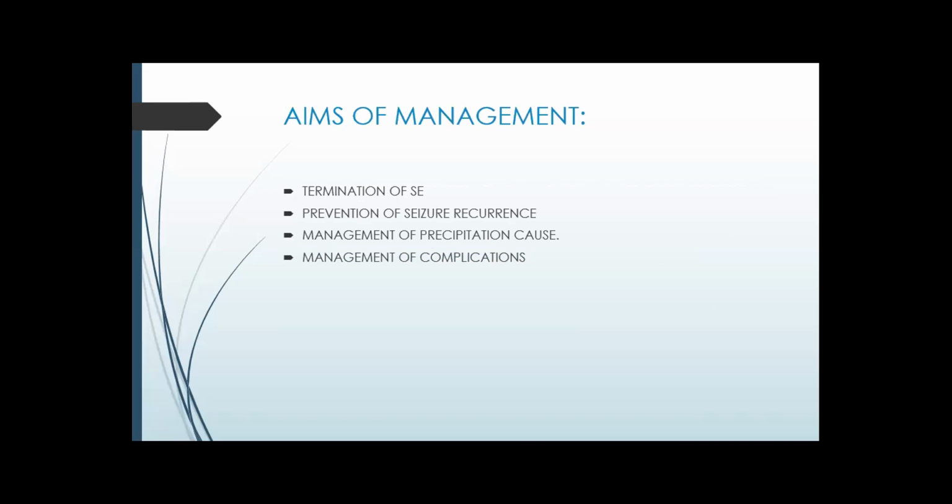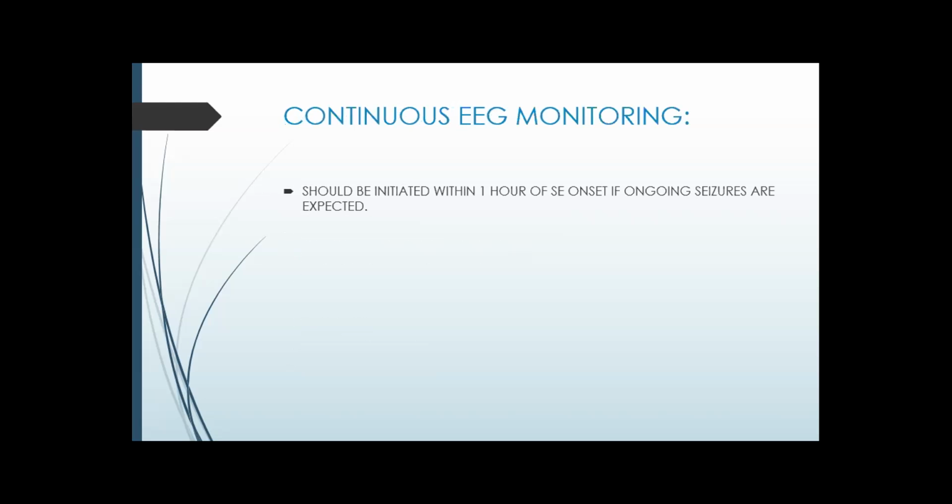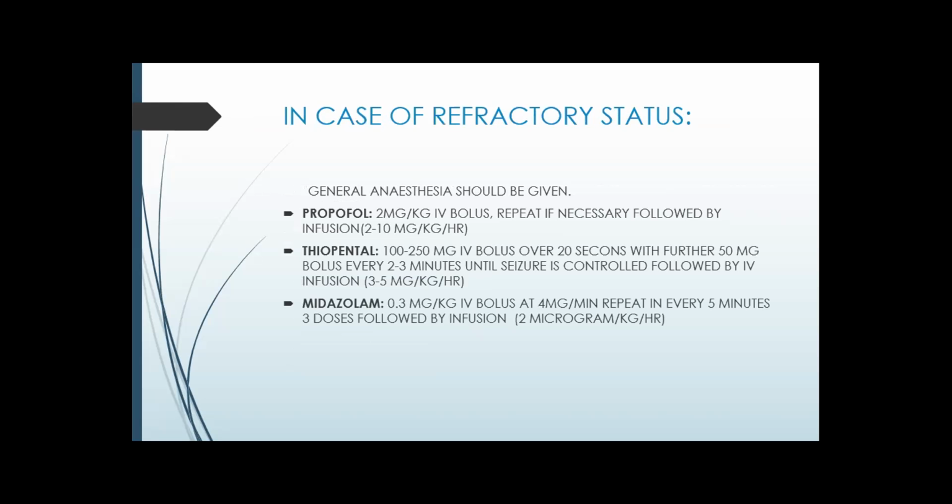Aims of management. First is termination of the status epilepticus. Second is prevention of seizure recurrence, then management of the precipitating cause, and then management of complications. Diagnostic workup includes, in all patients, obtaining IV access and monitoring vital signs. Head CT is appropriate for most cases, and labs like blood glucose, CBC, electrolytes, etc. Based on clinical presentation, brain MRI, a lumbar puncture or toxicology panel might be needed. Continuous EEG monitoring should be initiated within 1 hour of SE onset if ongoing seizures are expected. In case of refractory status, general anesthesia should be given.